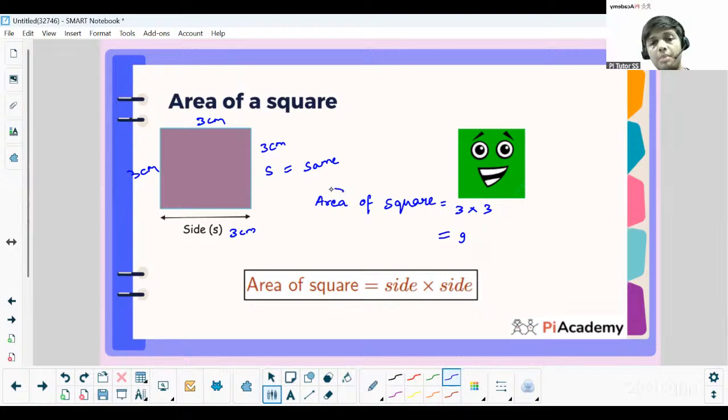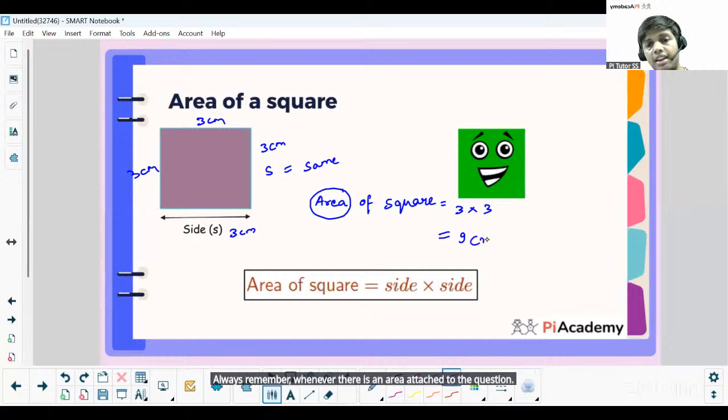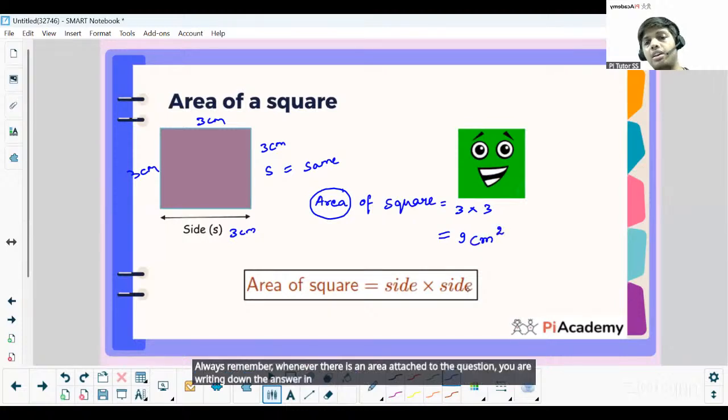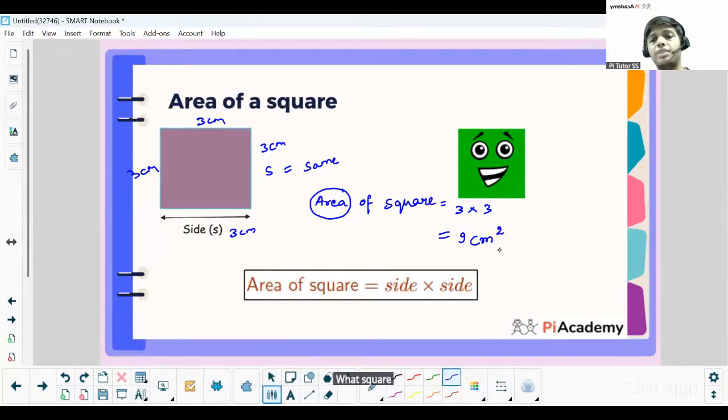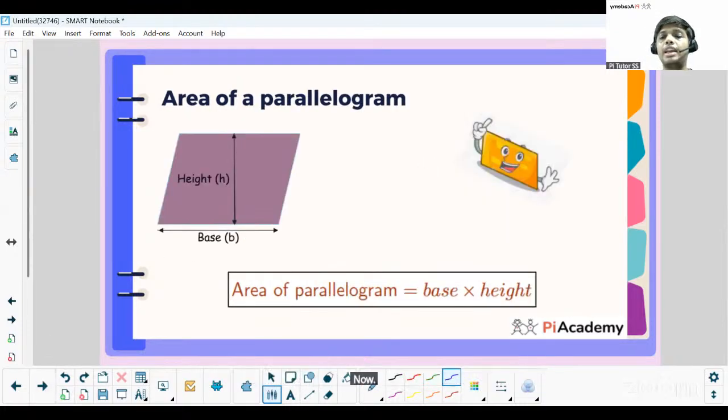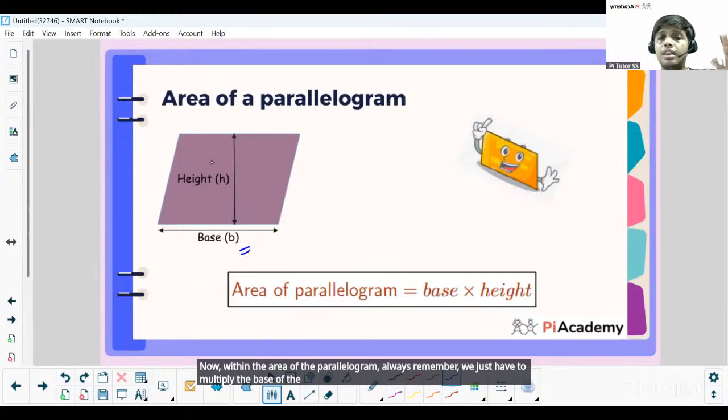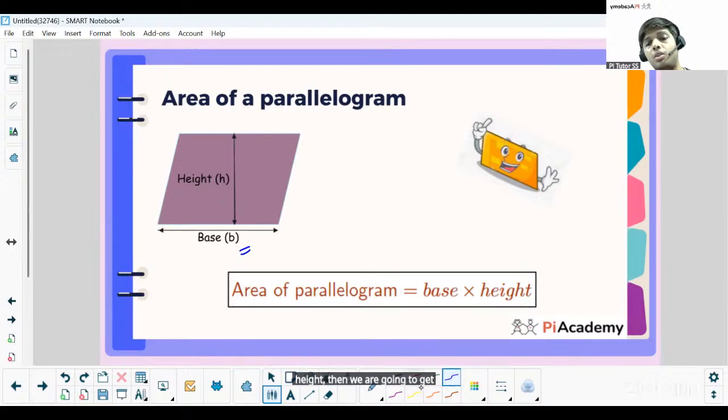Always remember, whenever there is an area attached to the question, you are writing down the answer in centimeters square or square centimeters. This way you can represent the area. Now, let us quickly talk about the area of the parallelogram. Within the area of the parallelogram, always remember, we just have to multiply the base of the parallelogram with the height. Then we are going to get the area of the parallelogram as well.